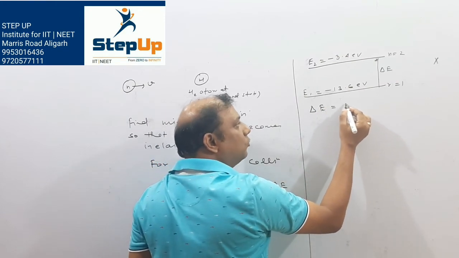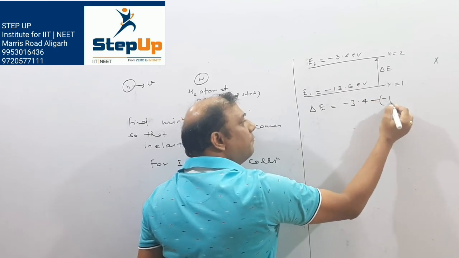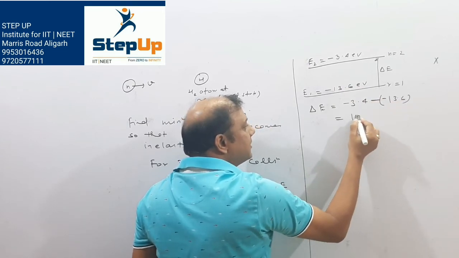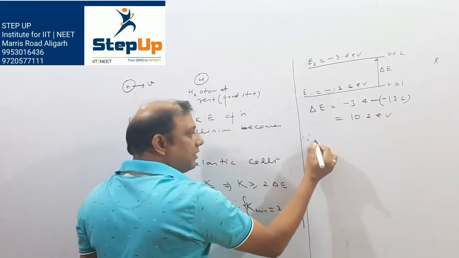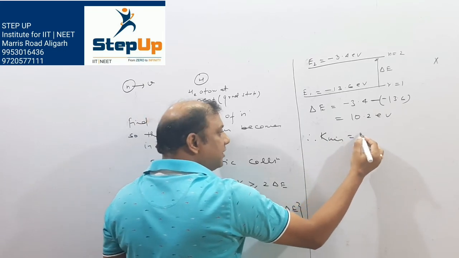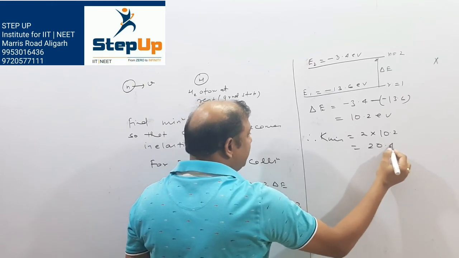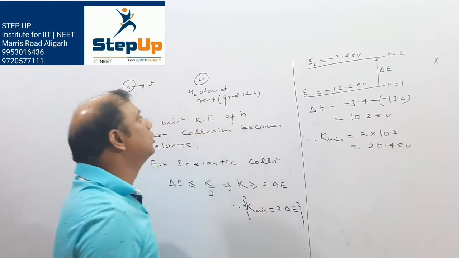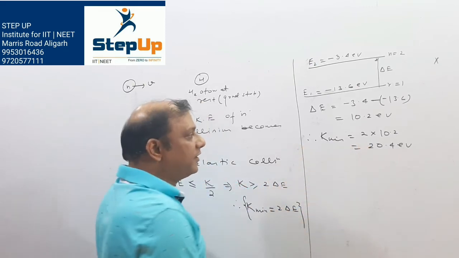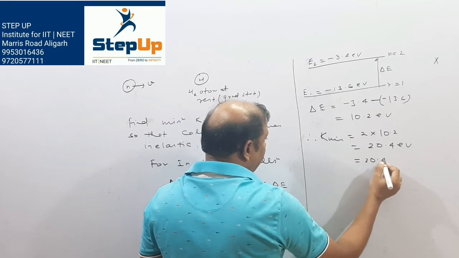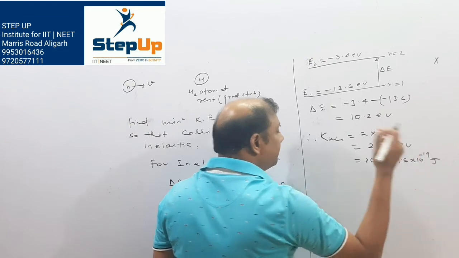Delta E is equal to what? It is E2 minus E1, minus 3.4 minus of minus 13.6, so you can say it is 10.2 electron volt. Now, the minimum kinetic energy required is what? 2 delta E, 2 into 10.2, that is 20.4 electron volt. So in MCQs, if the options are in electron volt, this is the answer. If it is in joule, multiply by 1.6 into 10 to the power minus 19, and it becomes joule.